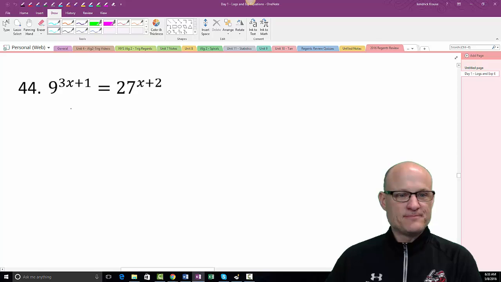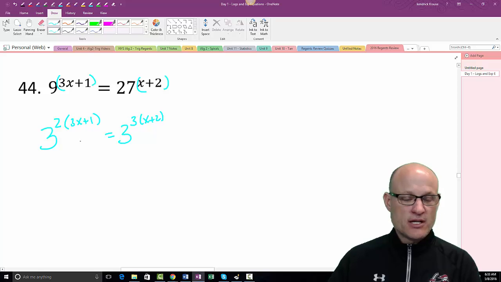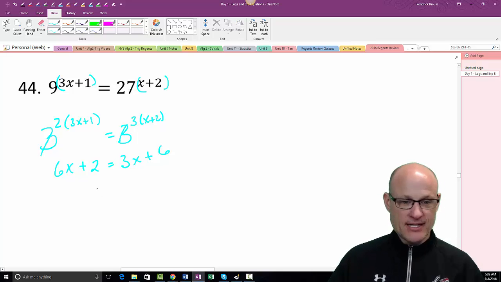Oh, this isn't bad. So 9 is 3 squared, to the (3x plus 1). 27 is 3 cubed, to the (x plus 2). Notice I'm putting these in parentheses. All right, so now I just set the exponents equal to each other, so I get 6x plus 1 equals 3x plus 6. This is not 6x plus 1, it's 6x plus 2, because you got to distribute. Subtract the 3x, I get 3x equals 6.